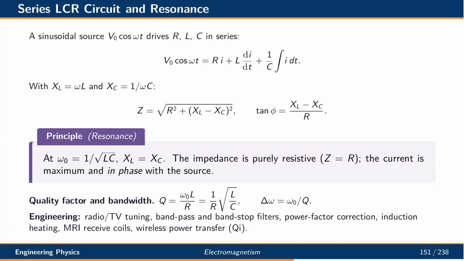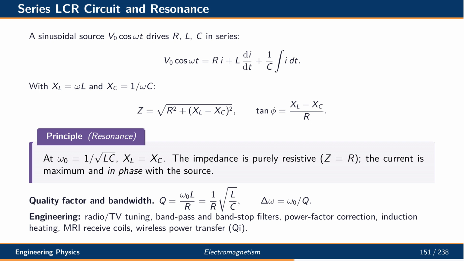A series RLC circuit driven by a sinusoidal source obeys a differential equation involving the resistance, inductance, and capacitance. Its impedance combines resistive and reactive parts, and the phase angle between current and voltage depends on the imbalance between inductive and capacitive reactance. At a special resonance frequency, equal to 1 over the square root of LC, the reactances cancel.